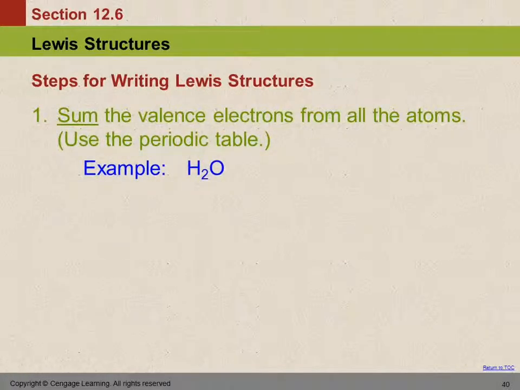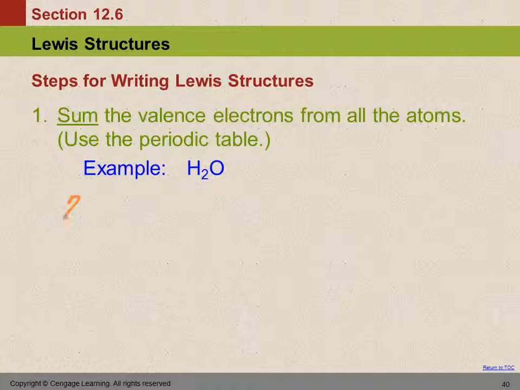Let's do water. So the first thing we have to do is figure out how many valence electrons are there in a water molecule. And so we look at each of the atoms. Well, how many valence electrons does hydrogen have? It's in group 1. It has 1. It only has 1 electron. Its 1 electron is its valence electron.